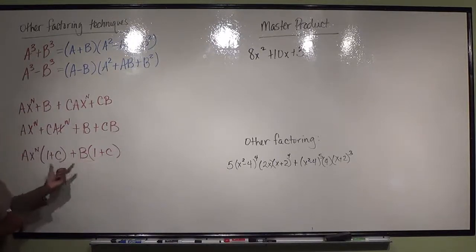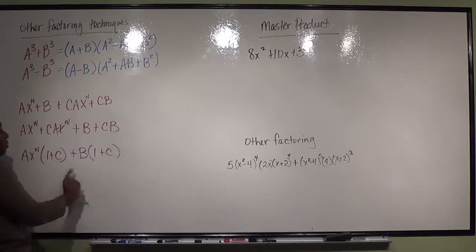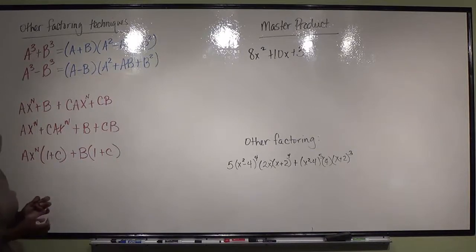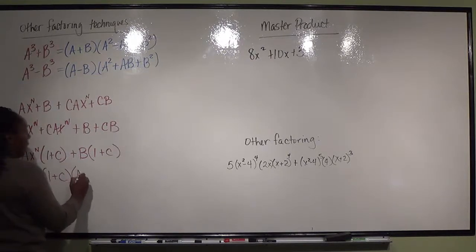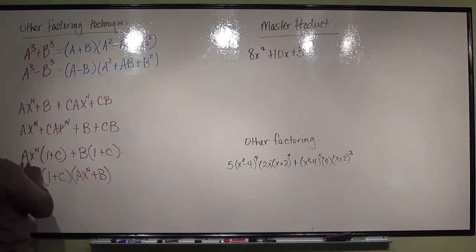And so I factored the groups, but I'm not done because this is still two separate terms, and I want to get it down to one term, meaning no addition or subtraction signs separating things. And so here I'm going to pull out what's common in both of them, which is the (1 plus c) and the (ax^n plus b). So from there and there. Okay, so now I've got it down to one term.